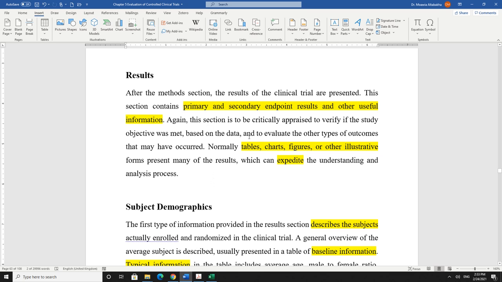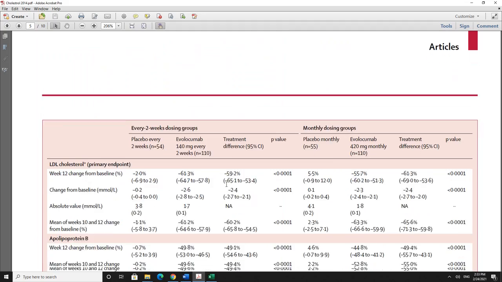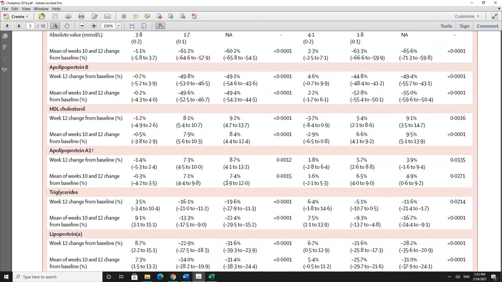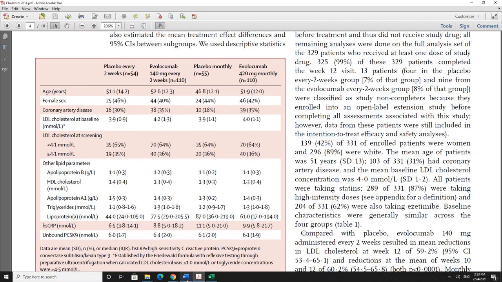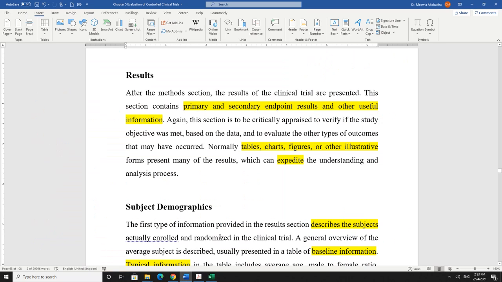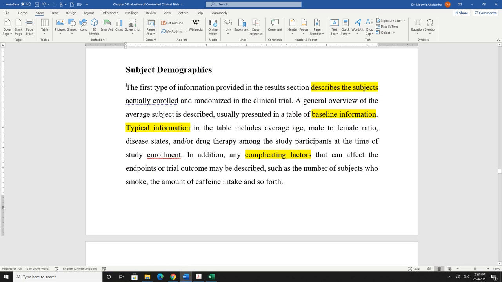Usually in the results you will see tables, graphs and figures in order to make it faster for the reader to grasp the information and expedite the understanding of the information. And the first thing they talk about, as I told you, is baseline characteristics or baseline information. Just before they started the trial, what were the characteristics? What was the age? What was the cholesterol level? Were they taking another drug or not?